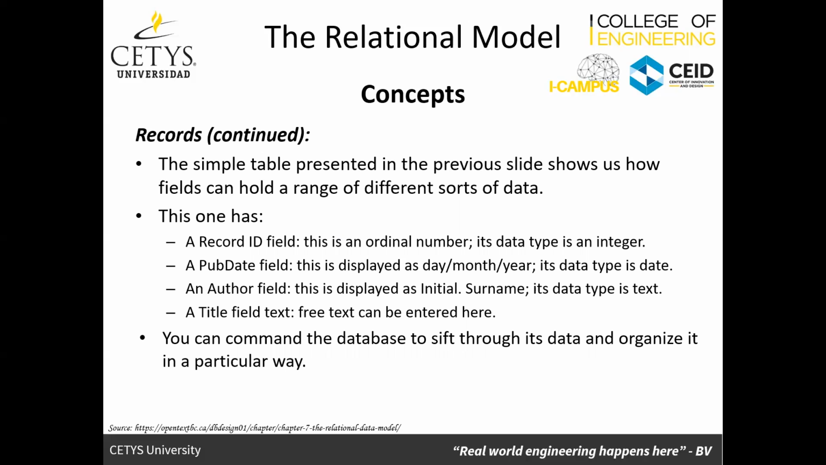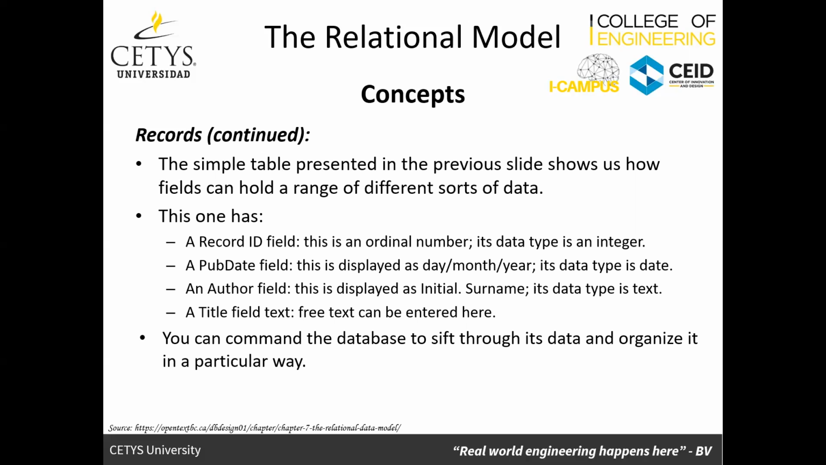The author field is text and the title is also text. What's the difference between the author field and the title of the book or article is that the author field is text, but it has a format. In the case of the title field, it doesn't have a format. It's free text.